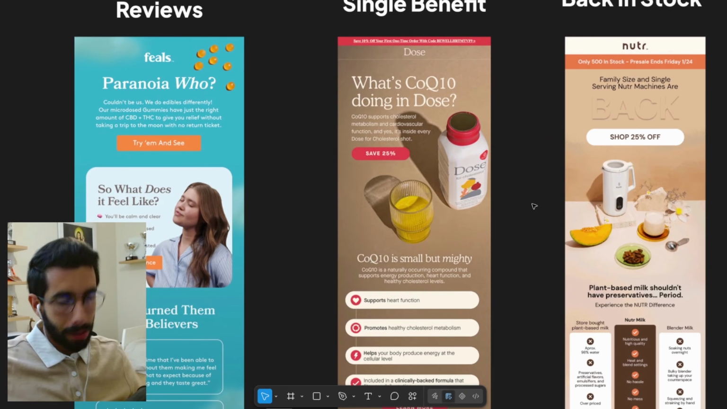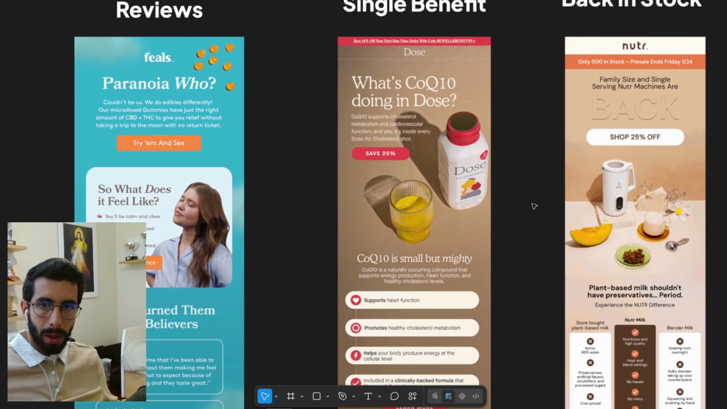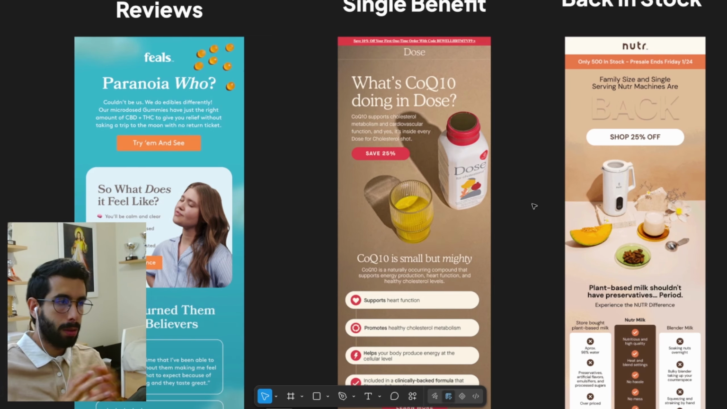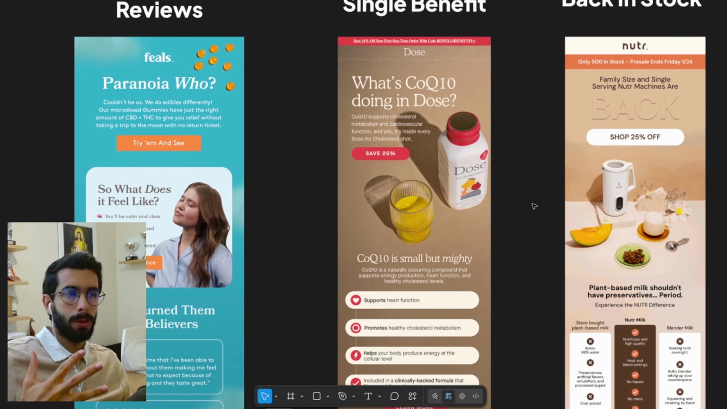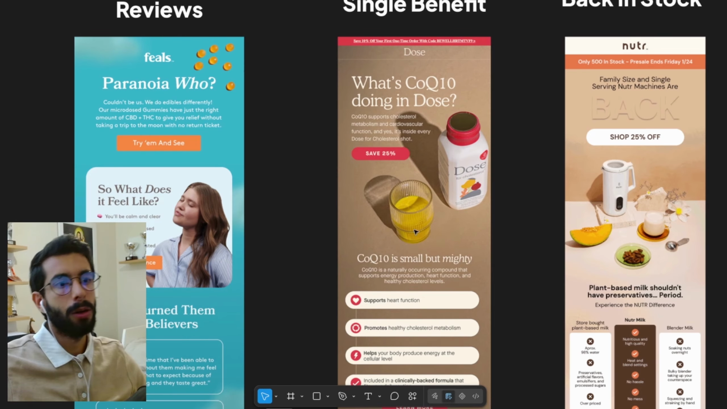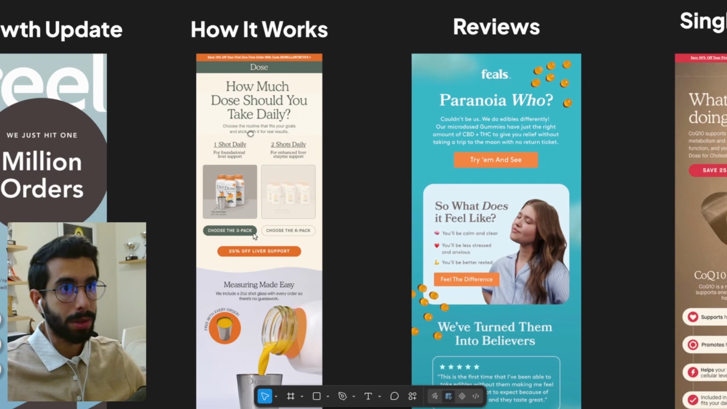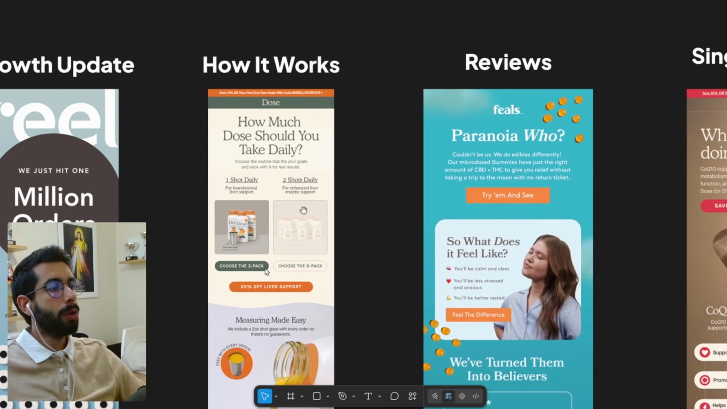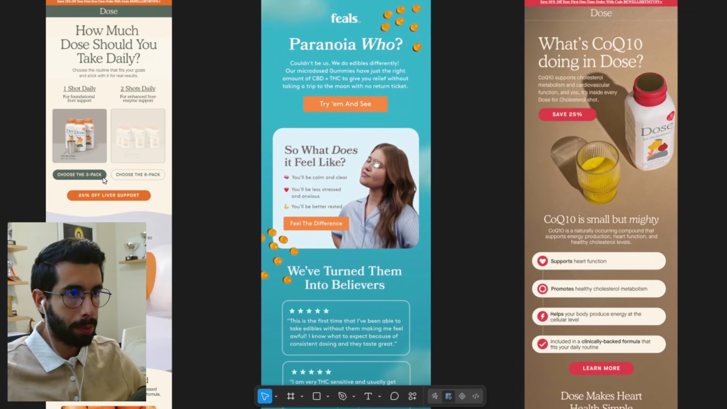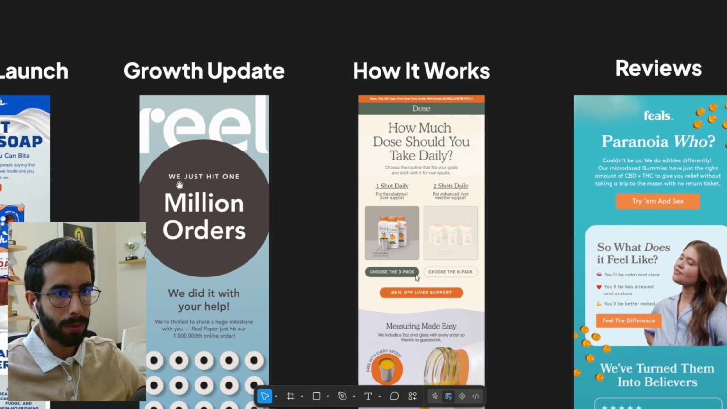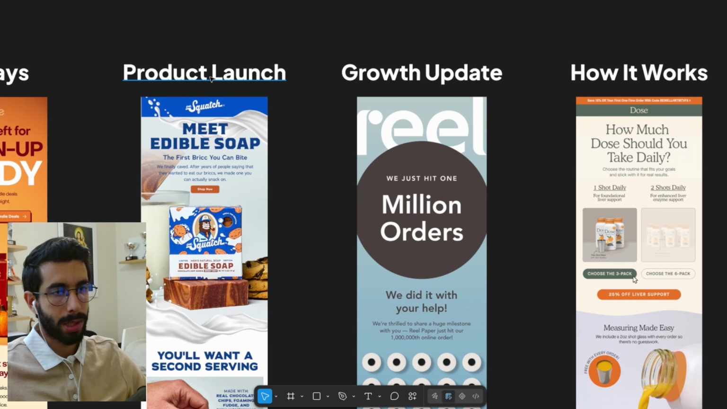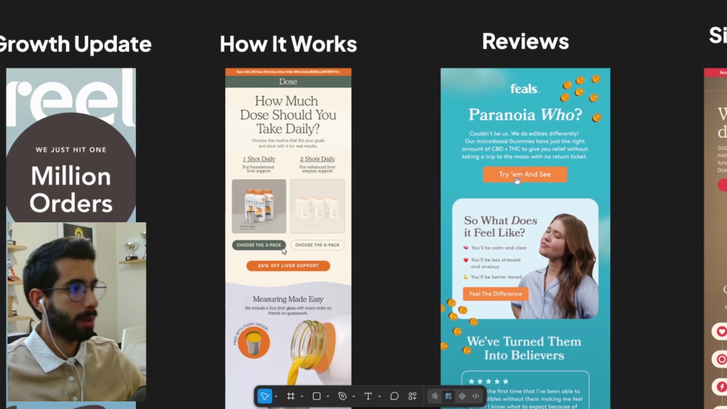But again, another thing here is when you're doing an email, focus on one thing. If you're doing a sale, focus on the sale. If you're doing a benefit, focus on the benefit. If you're doing how it works, focus on how it works. Do not do two things at the same time. Like for example, a discount and this. Don't do that, okay? Please.